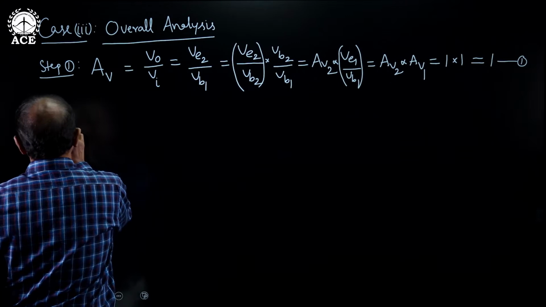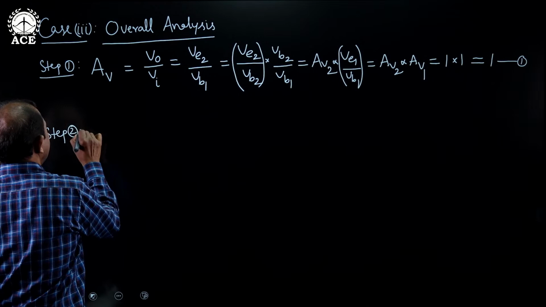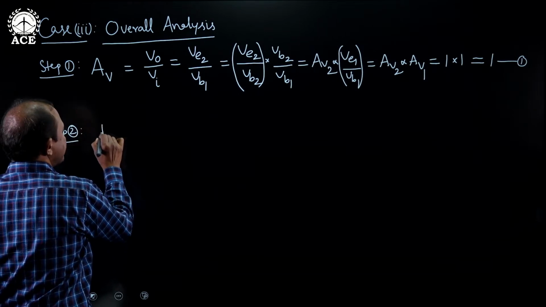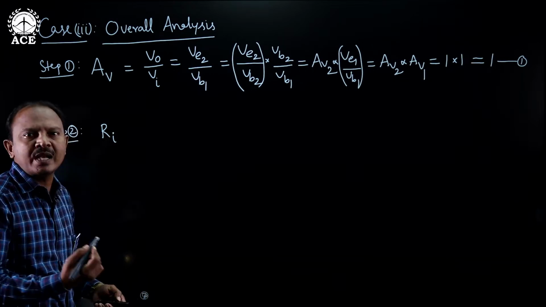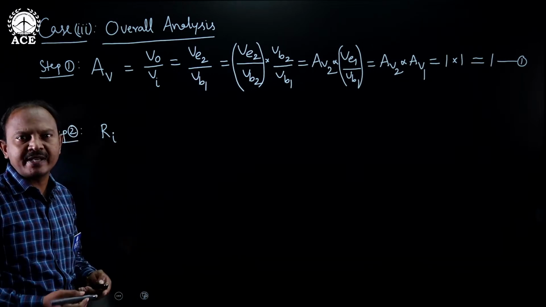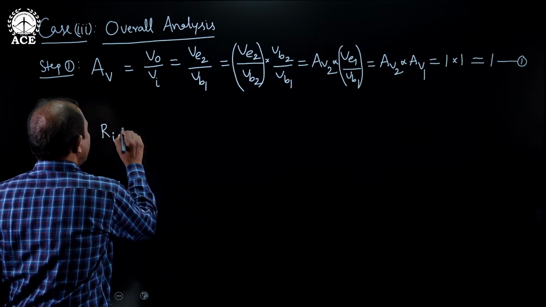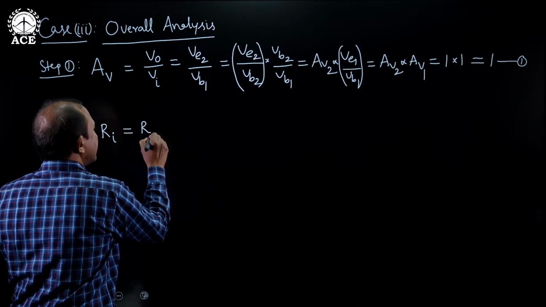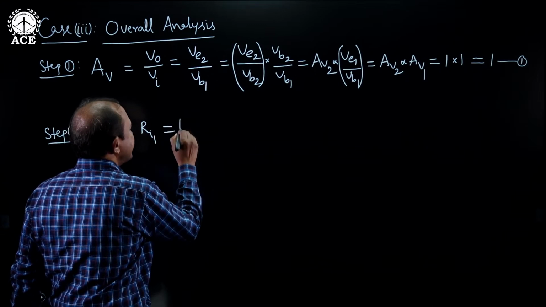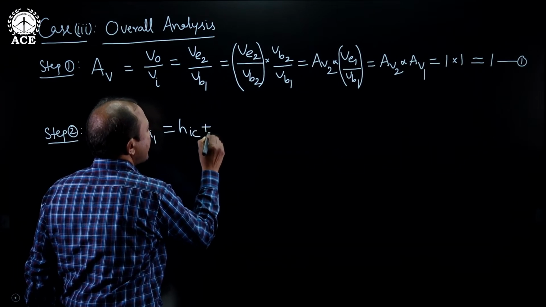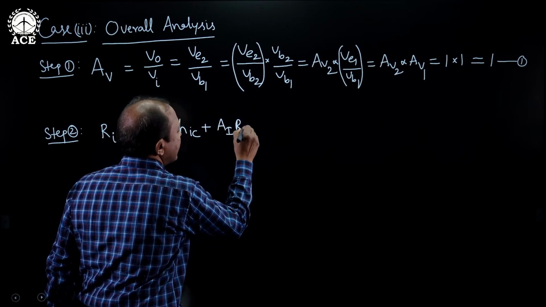Then step 2. Let's estimate input resistance. Overall input resistance in any multi-stage amplifier is nothing but input resistance of the first stage. That is Ri equal to Ri1. But Ri1, we got an equation for this. This is HIC plus AI1 RL1.